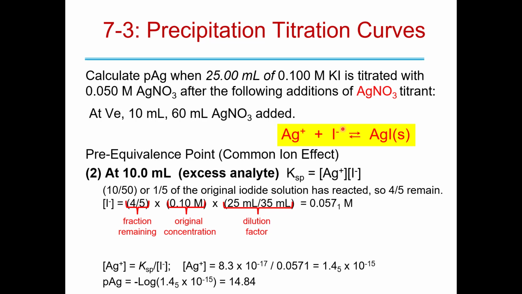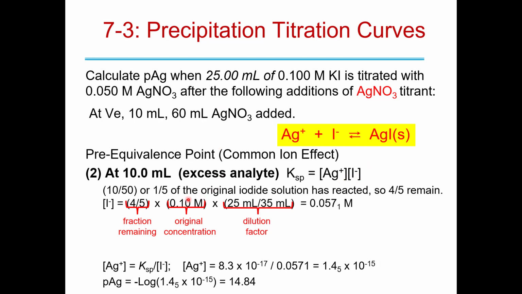But remember, we've got this common ion here, so the iodide is actually going to shift the equilibrium to favor the products. So we're going to have even less silver than we did at the equivalence point. Remember, that's called the common ion effect. So at 10 milliliters, we've got excess iodide. Iodide is our analyte. We're still going to be using this KSP expression, and it will let us calculate the silver concentration if we know what the I minus concentration is at that time. So that's what we can calculate.